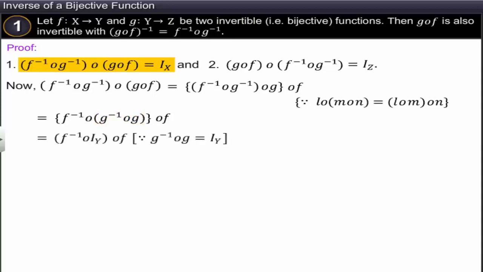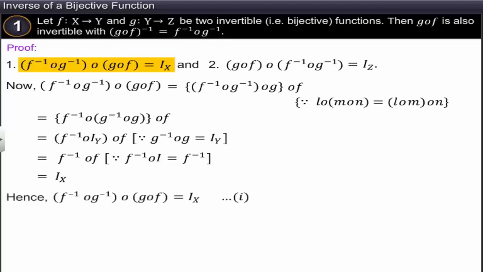Now the composition of G and G inverse is an identity mapping from Y to Y. Also, the composition of identity mapping with F inverse is F inverse. So we get F inverse circle F, which is again an identity mapping from X to X. Hence the composition of G circle F and F inverse circle G inverse is an identity mapping from X to X.